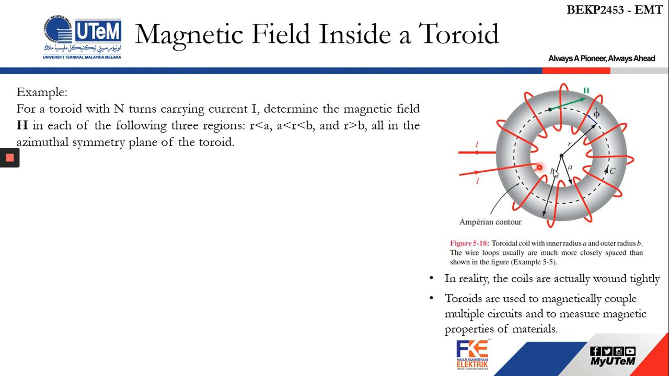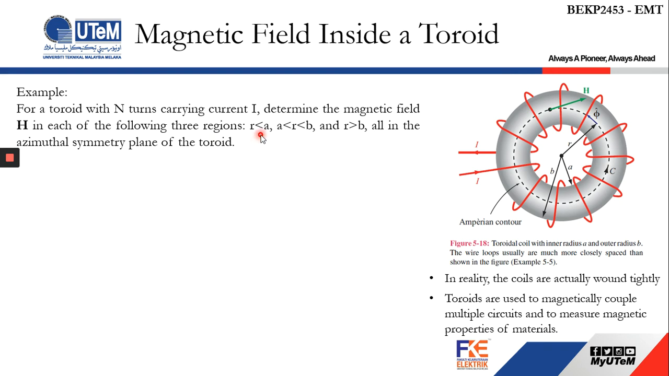So let's say we have a toroid here, and there's a coil surrounding the toroid. So it's shaped like a donut, right? And it's made of ferromagnetic material. The current is flowing this way, so circular. So if we have this condition, for a toroid with N turns carrying current I, we want to determine what is the magnetic field H in each of the following three regions.